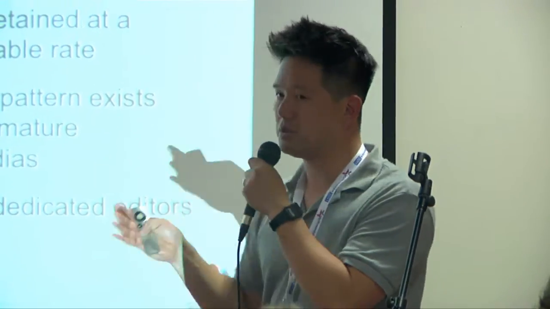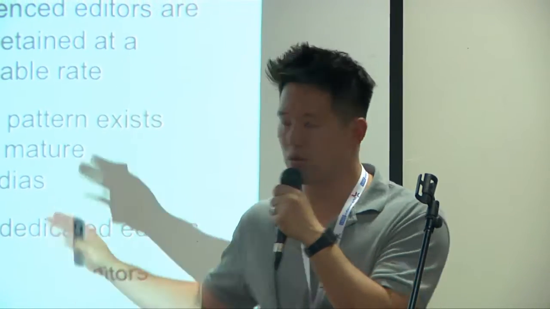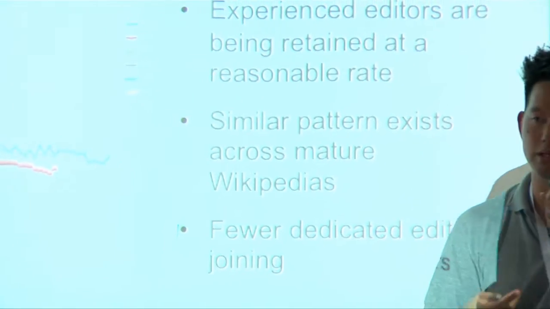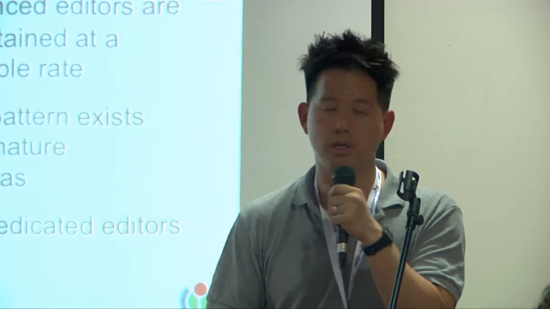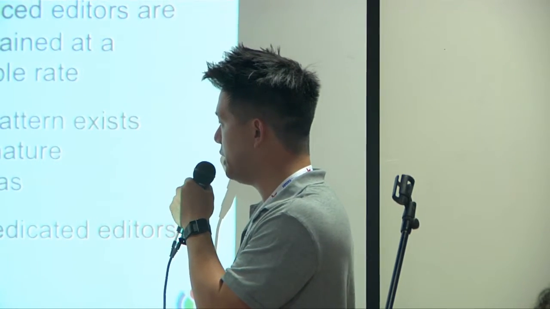And what we find is this basic trend, again, holds for most mature Wikipedias. So the graph that you see here is essentially the same for the German Wikipedia, the Spanish Wikipedia, the French Wikipedia, as it is for the English Wikipedia.